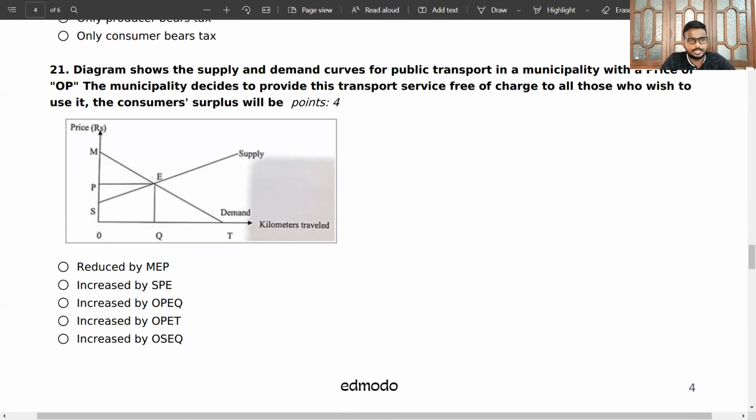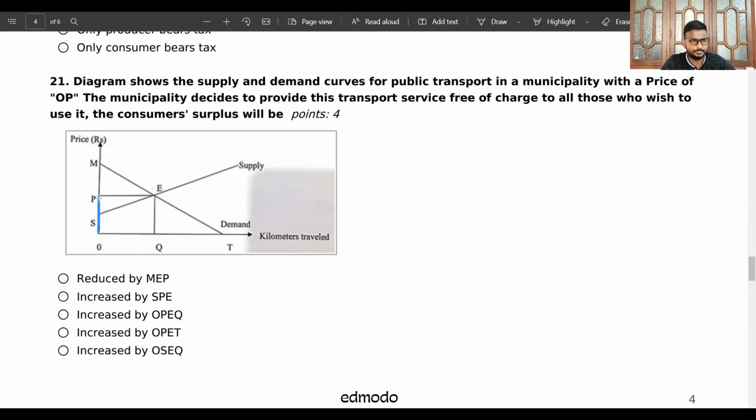Diagram shows the supply and demand curves for public transport in a municipality with the price of OP. Okay, so price is here. This is the price of the product, OP, 0P actually. The municipality decides to provide this transport service free of charge to all those who wish to use it. The consumer surplus will be what? Okay, first of all, the equilibrium is here. No? This is the equilibrium price. This is the equilibrium quantity. So that's the first part.